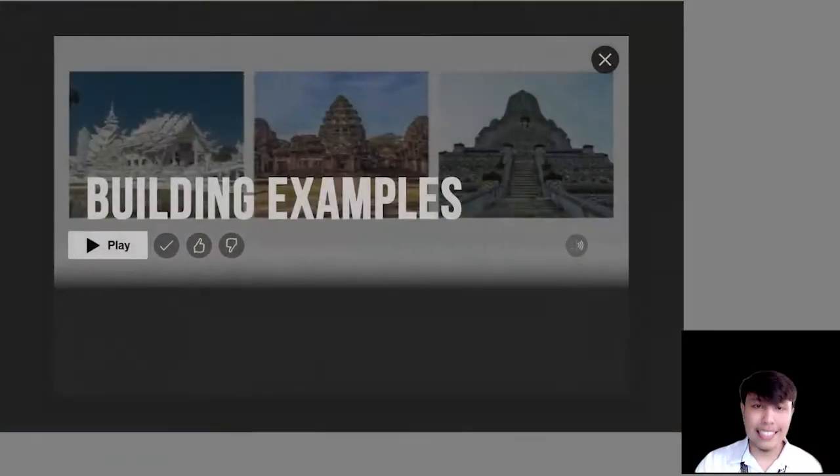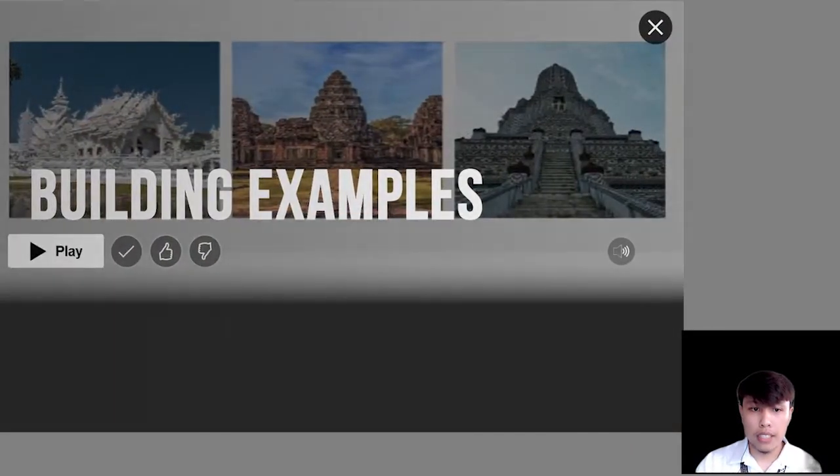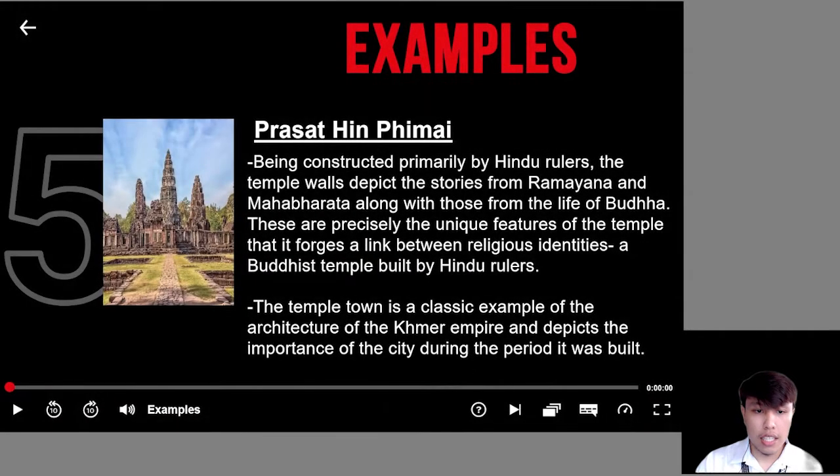For the building examples, number 1, Prasat Hin Timay. Built between the 11th to 12th century, Timay Historical Park features some of the most exquisite Khmer architecture of Thailand and is the largest among the Khmer temples. These are the Buddhist temples facing southeast direction towards Angkor in Cambodia.